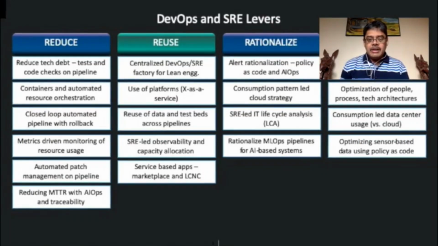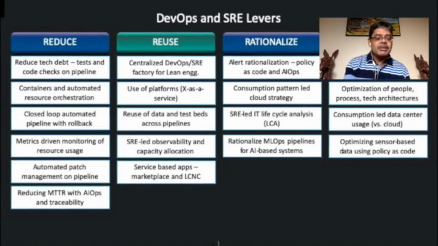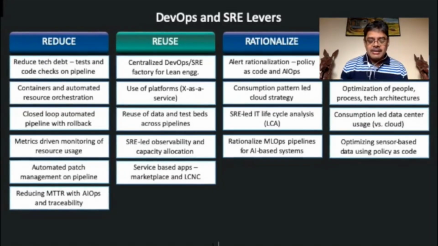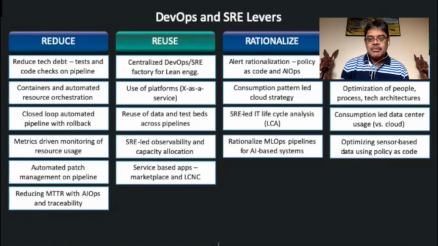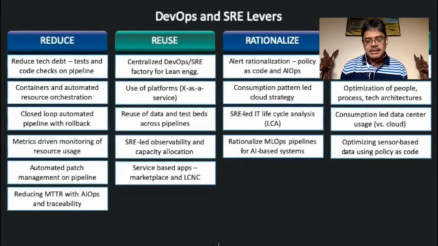Coming to reuse, we are looking at a few things. We are looking at a centralized DevOps and SRE factory-based model, which is for lean engineering. Can we centralize those kind of operations and percolate them across the industry, across the company or the organization we are working for? Why? Because the more fragmented you are, it becomes very hard to actually reuse things, rationalize things. The more centralized, at least to a certain extent, if the governance actually is centralized, it becomes easier to deal with a lot of variations across your organization.